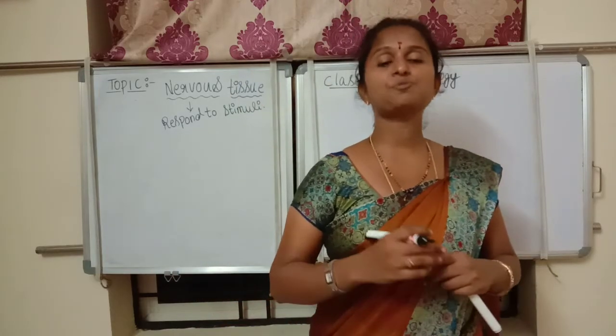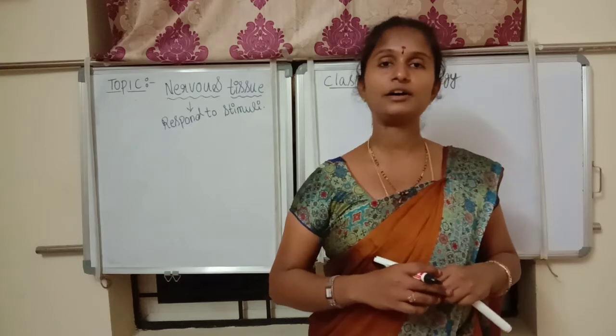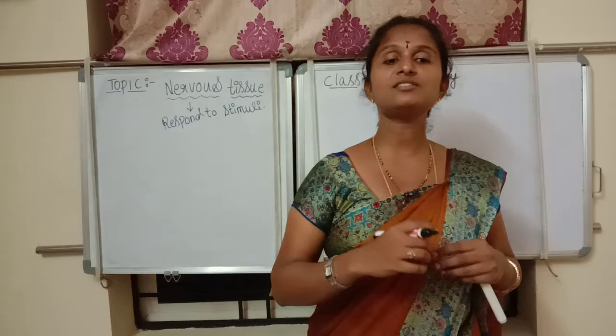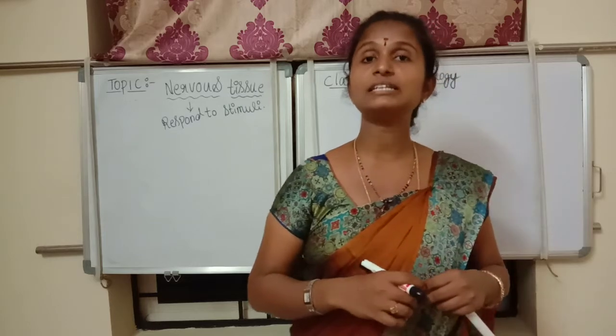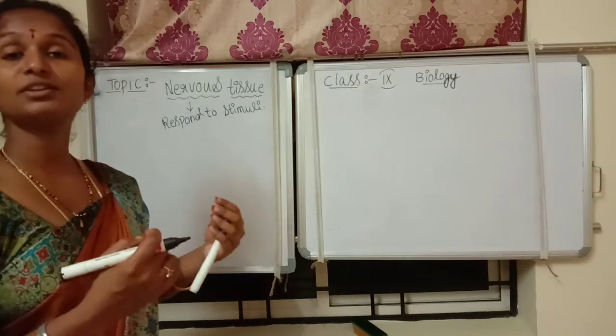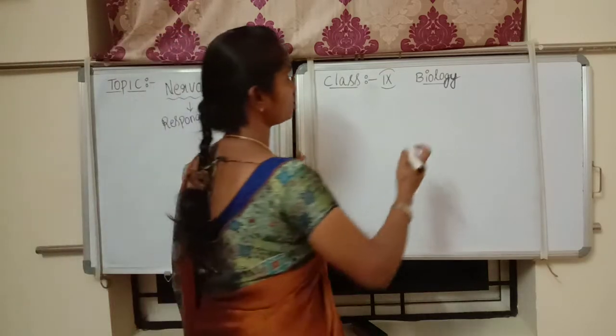Next, the brain, spinal cord and the nerves are all composed of nervous tissue. The cells of these nerves are called nerve cells. And we need to discuss the nerve cells and their structure.